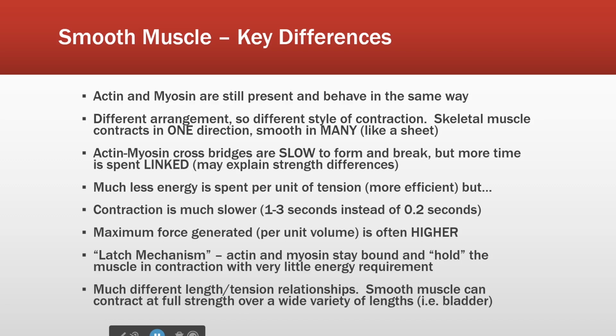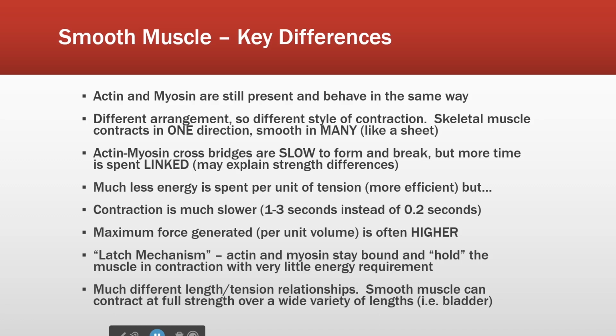Actin and myosin cross bridges are slow to form and break in smooth muscle, much slower than they are in skeletal muscle. Smooth muscle is never about speed. It's about strength, right? And that makes sense because why do you need speed in a muscle? You need it to be able to respond to something. Well, the nervous system has skeletal muscle that can respond fast enough to catch a ball. We don't have to catch anything with our smooth muscle, right? It just has to sit there and do its thing over hours and hours and hours.